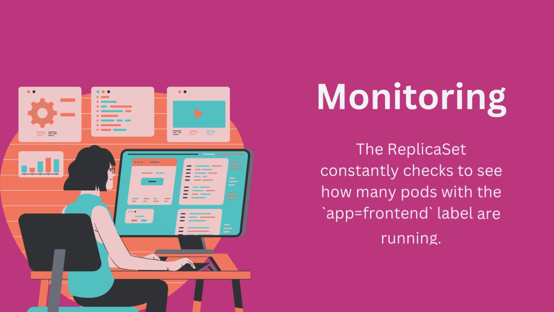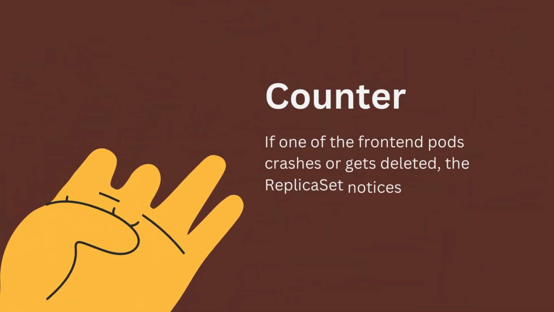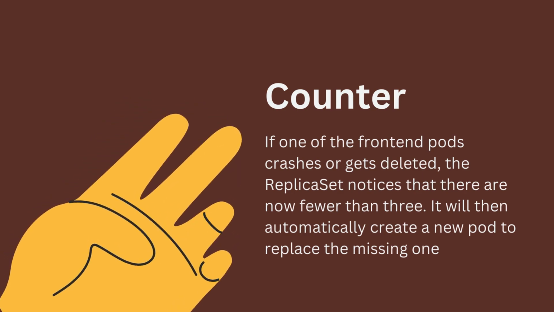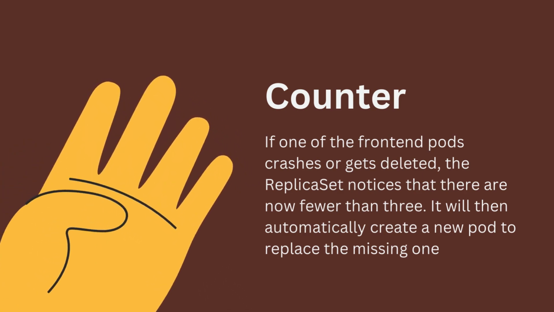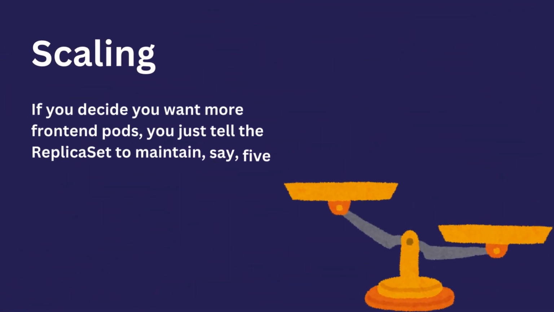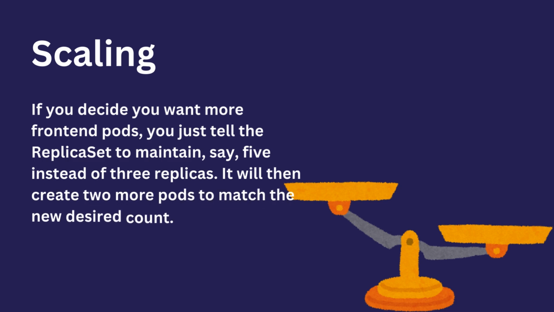How does it work? First, it will monitor. The replica set constantly checks to see how many pods with the app equals front end label are running. Then it maintains the count. If one of the front-end pods crashes or gets deleted, the replica set notices that there are now fewer than three pods. It will then automatically create a new pod to replace the missing one. And it will also help you in scaling up or down. If you decide you want more front-end pods, you just tell the replica set to maintain, say, five instead of three replicas. It will then create two more pods to match the new desired count.